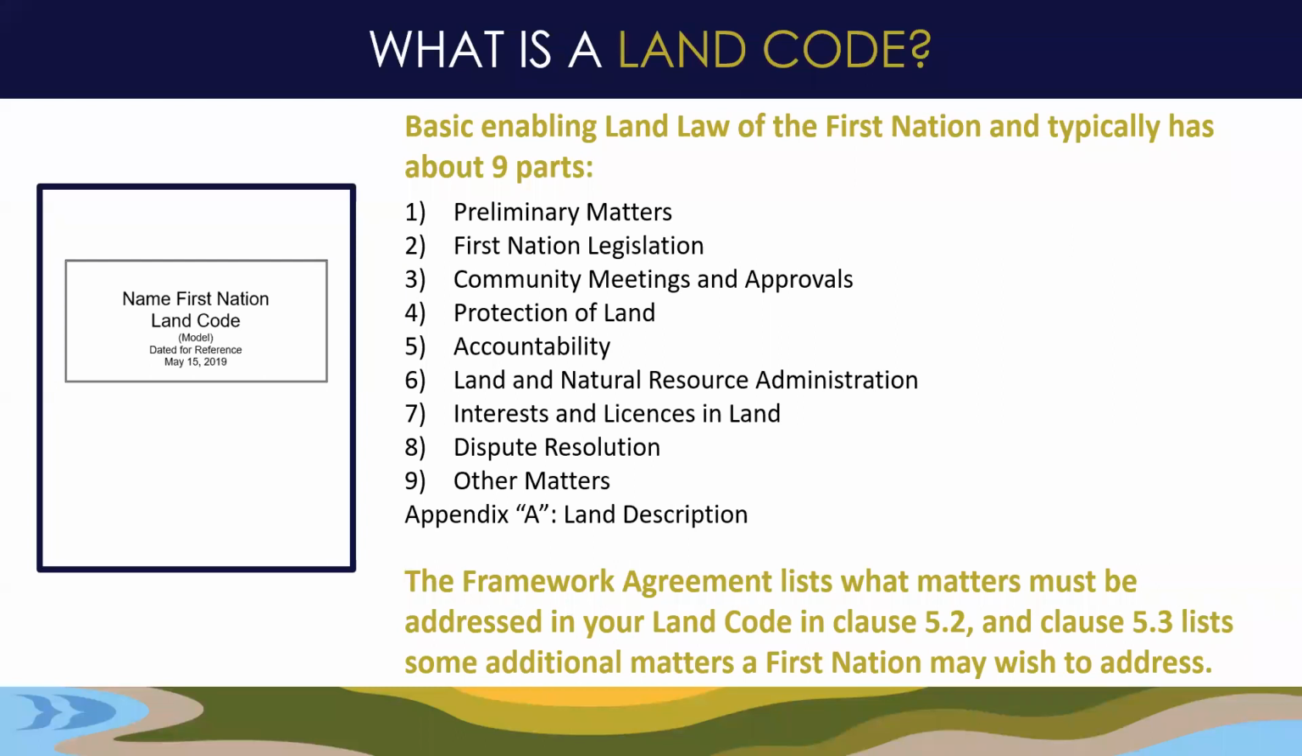And then Appendix A is typically where we just see that land description, just the reserve boundaries included at the end there. So if anybody's interested to see what has to be included in the land code, you can take a look at the framework agreement clause 5.2, and then 5.3 also lists some additional matters that you can include.